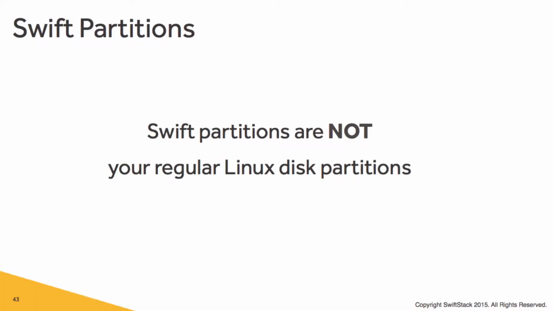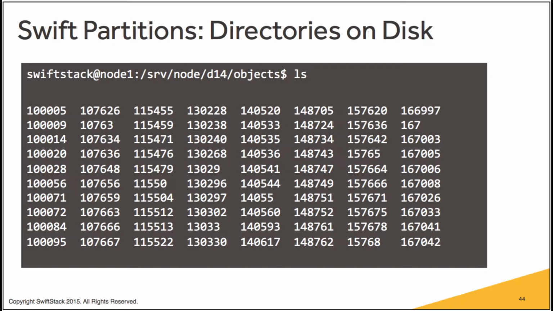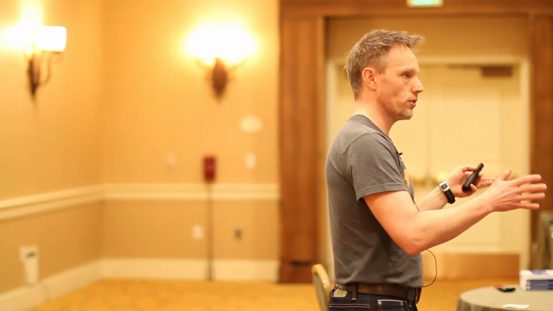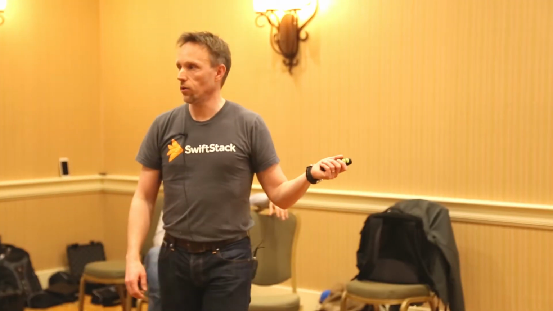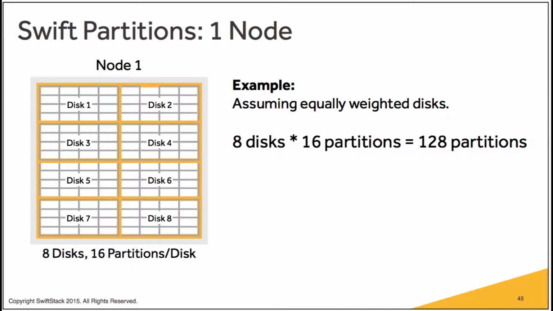It's not Linux disk partitions. Really what it is is directories on disk. The hash ring basically lays out the partitions, directories on disk, and they just look like that if you do an ls on the command line. And there's a set amount of those that you get, depending on what number you plug into your ring. One example, which is really simplified, is something like this, where you have 8 disks, and you would have 16 partitions per disk that would roll up to an entire cluster of 128 partitions.